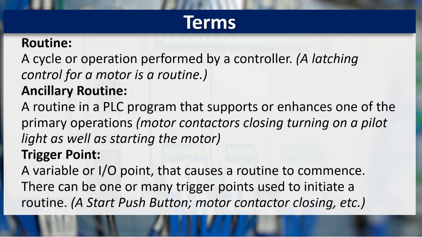As we start our programming, there's some terms we should be familiar with. The first is routine. A routine is a cycle or operation performed by a controller. A latching control for a motor is a routine. An ancillary routine is a routine in a PLC program that supports or enhances one of the primary operations. For example, with our motor starting, it may be the ancillary that looks at the motor overloads.